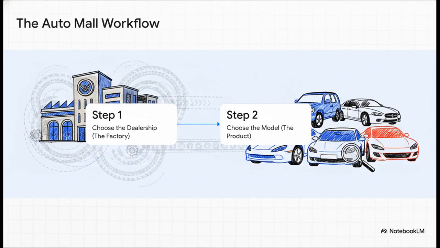And the way you use it, super simple. It's a two-step process. First, you decide which brand you want, Ford, Toyota, whatever, and you walk into that dealership. That's your first choice, picking the factory. Then, once you're inside, you pick the specific model you want. An SUV, a sedan, that's your second choice, picking the product. This two-level decision is absolutely key.